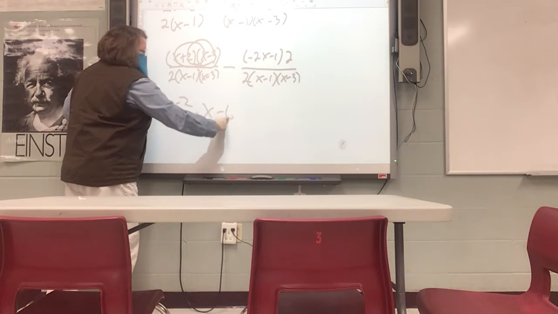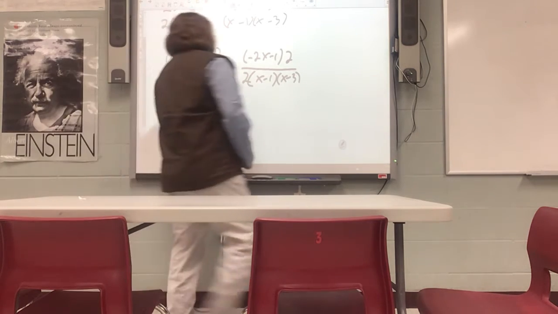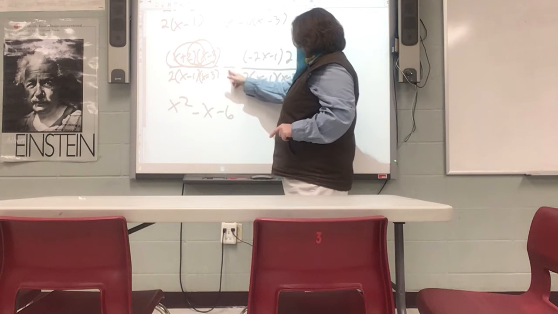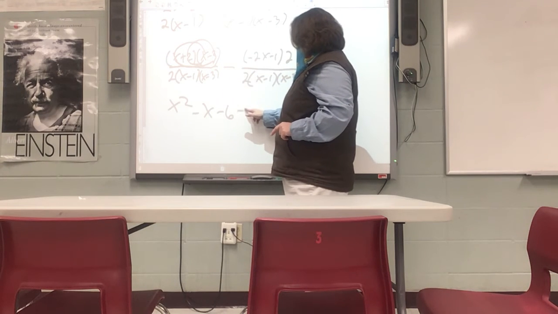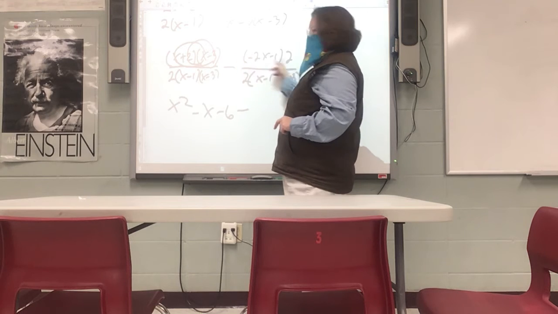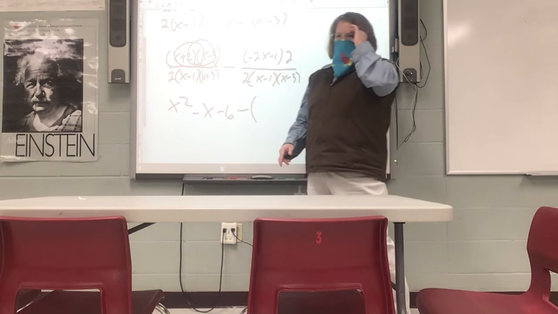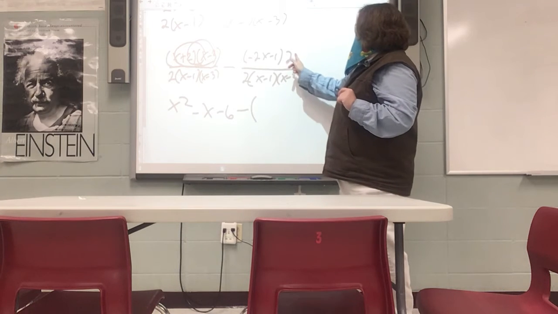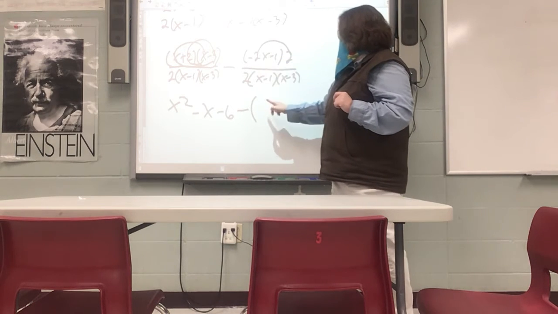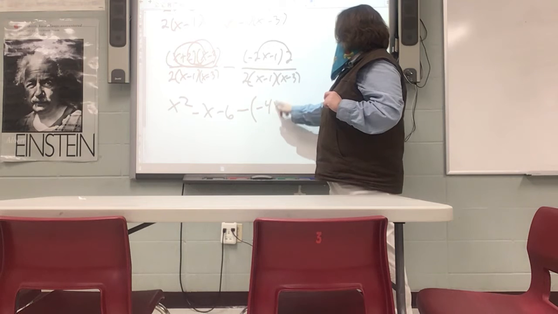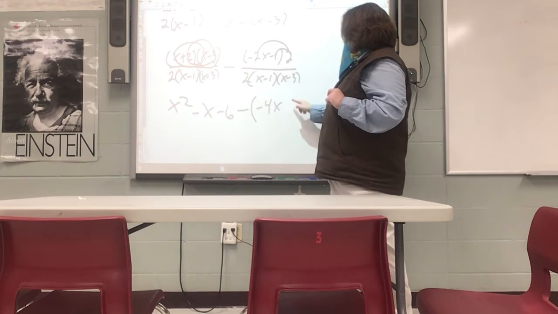minus 6. Now, when I bring down my subtraction sign for this problem, that's really tricky because that means we got to subtract everything over here. So I like to put that in parentheses so I don't forget to subtract everything. That's just my personal preference. But then that gets me a negative 4x minus 2.